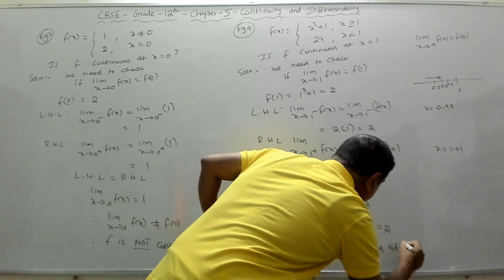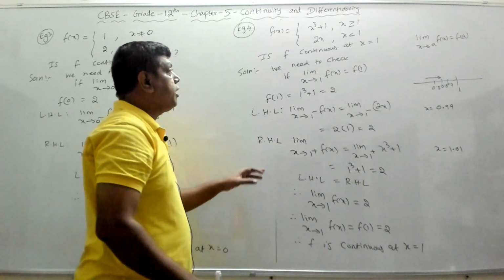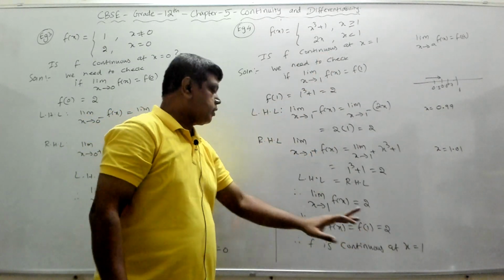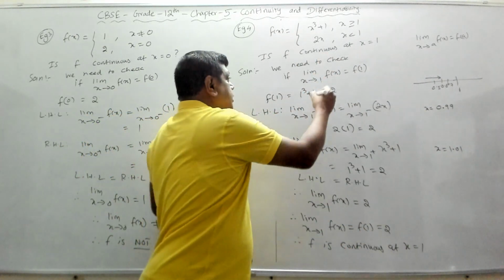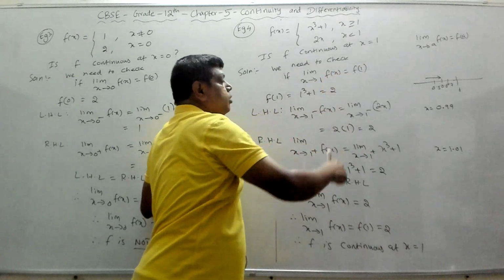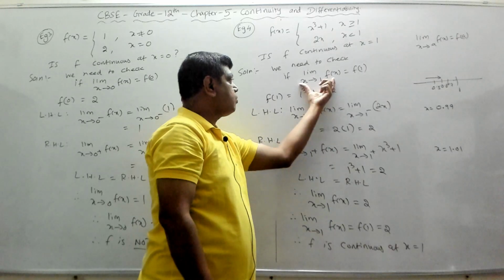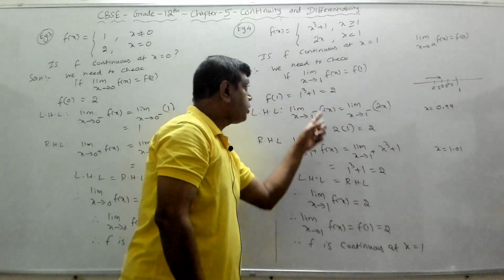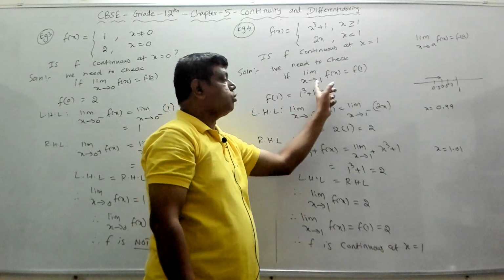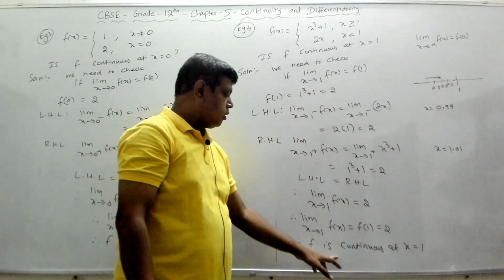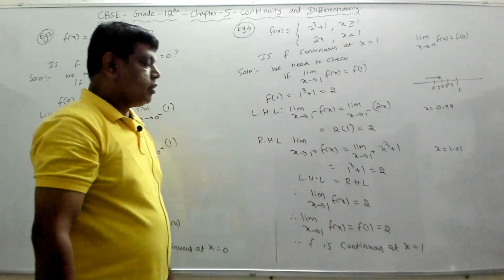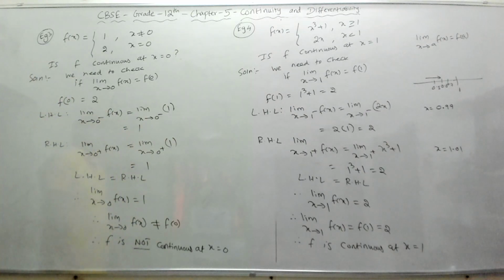Therefore, f is continuous at x equal to 1. At the point x equal to 1, this function is continuous because this condition is satisfied: limit x goes to 1, f of x is equal to f of 1. Both match. This value which we calculated as 2 and this value which we got as 2 are equal. Therefore, we can say f is continuous at the point x equal to 1.